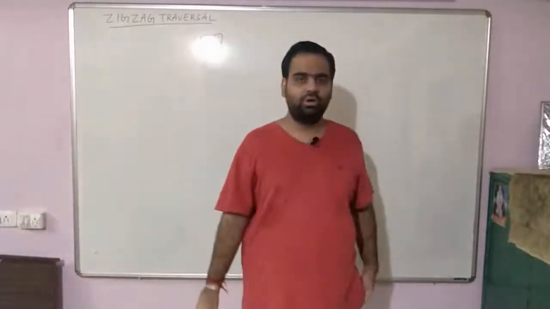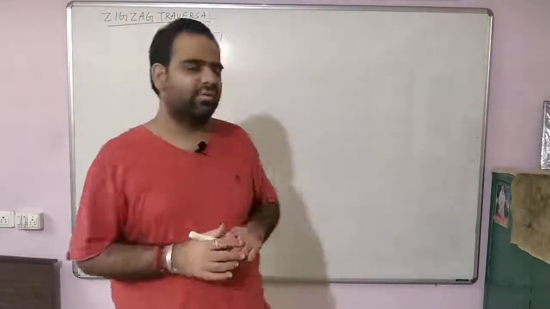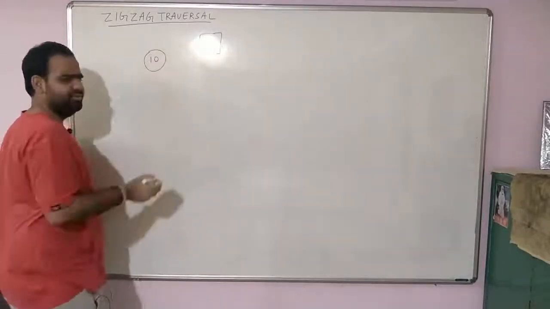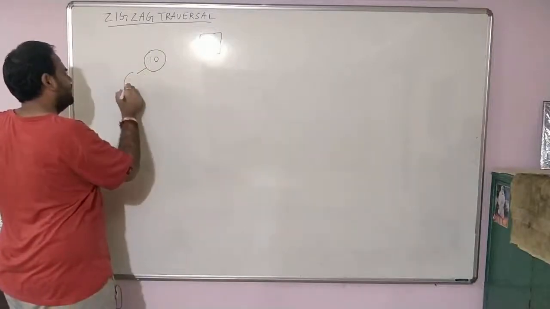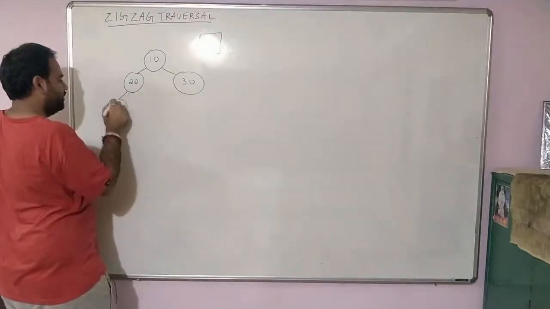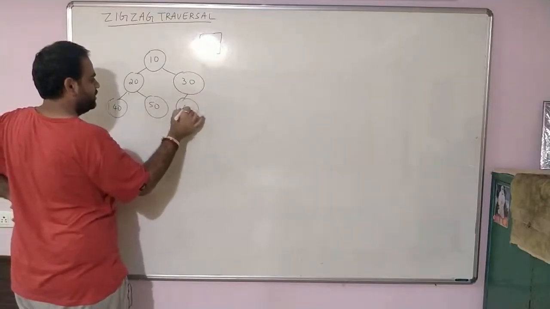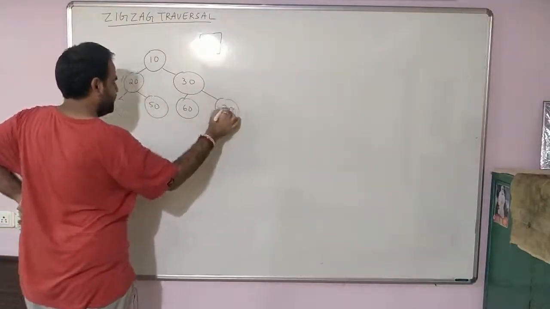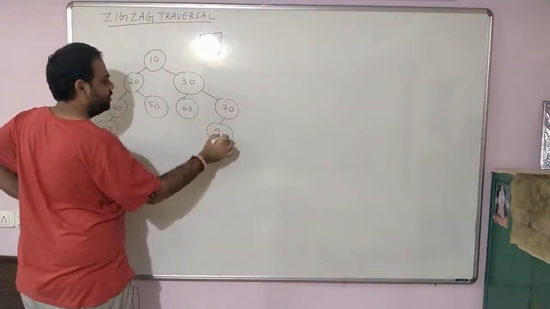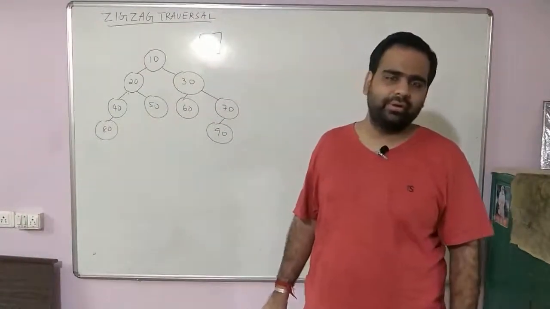Let us see the next question on the zigzag traversal of the tree. Now, what is zigzag traversal of the tree? Suppose I write a tree, any tree, it might be a binary tree or binary search tree, we don't care. If the tree is 10, 20, 30, here I say 40, 50 and 60, 70, and suppose here I write 80 and suppose here I write 90. Suppose this is a tree. Now you have to print this tree in zigzag order.